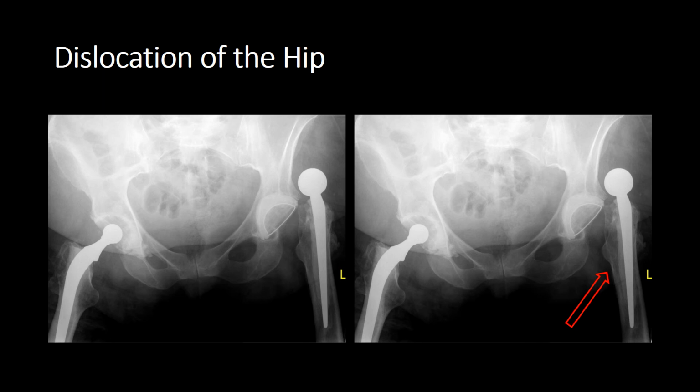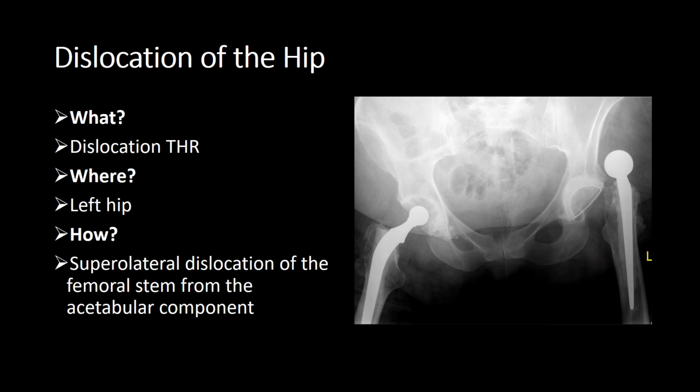Important things to look out for with a hip dislocation is to look for any periprosthetic fractures. So you want to go around the whole of the stem and look for any breaks in the actual metalwork, and then look at the bone itself and see if there are any small breaks in the cortex, because you can get periprosthetic fractures associated with these. So it's something to be aware of. So what is it? It's a dislocation of a total hip replacement, where it's the left hip. How? You've got a superolateral dislocation of the femoral stem from the acetabular component.